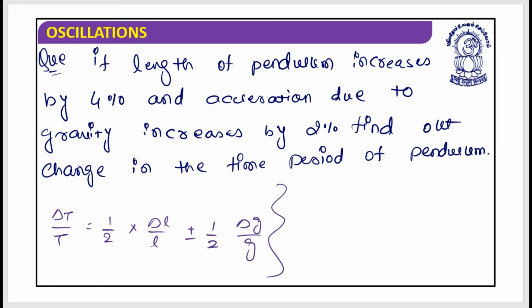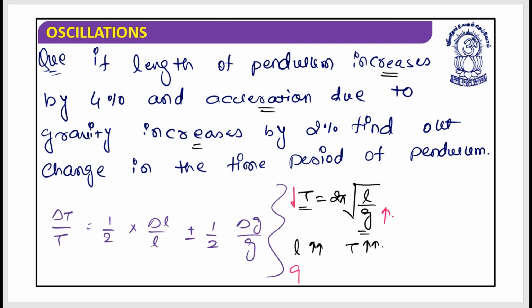Now why plus minus? Because look at this. Our standard relation is T equals 2 pi root of L by G. If the length of the pendulum increases, that means if L increases, T is going to increase. And if acceleration due to gravity increases, because T and G are inversely proportional to each other, if G increases, it will decrease T. So if G increases, it's a decrease in T.